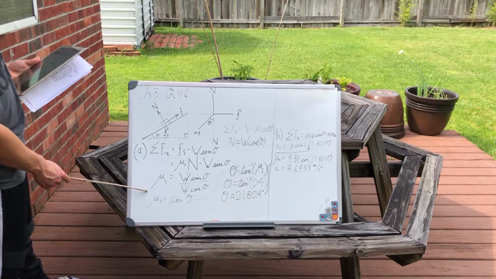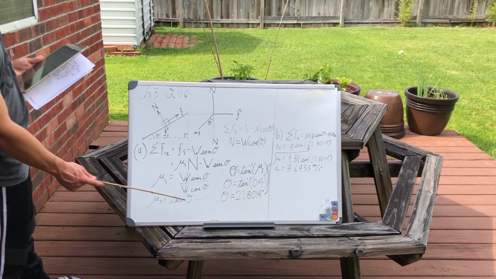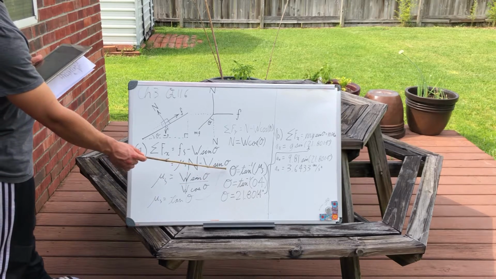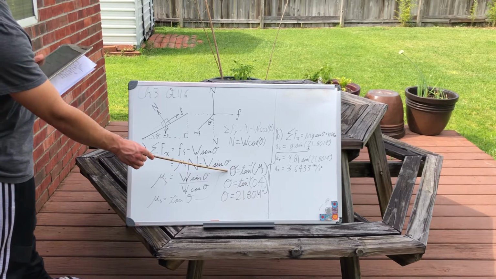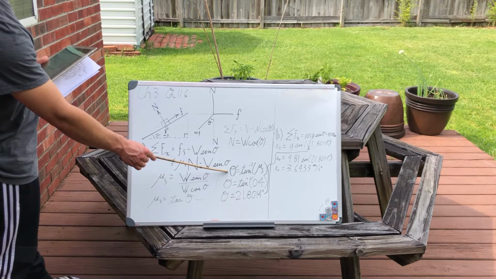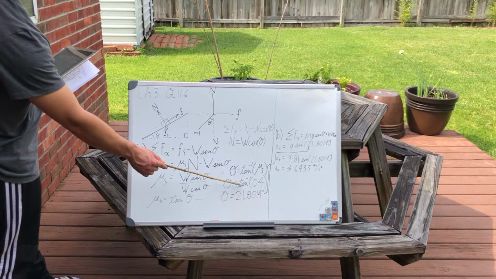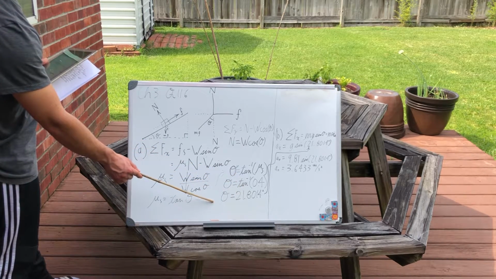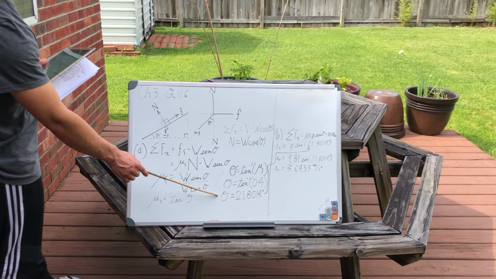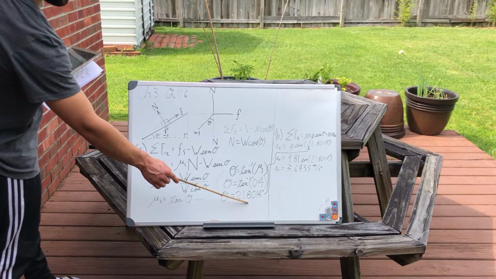Once that happened, mu S was found to be tan of theta, and when tan of theta was rearranged to solve for theta, then mu S was plugged in and the inverse tangent was taken of it. After the inverse tangent was taken of mu S, the angle theta was found to be 21.8014 degrees.